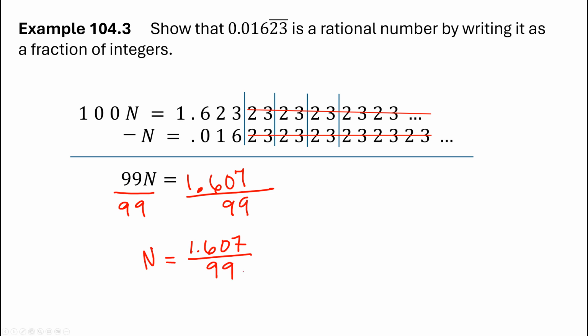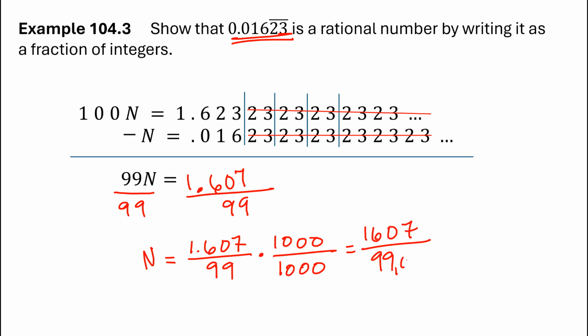Now I have written n as a fraction. And the n, remember, is the number I want to write as a fraction. I'm almost done. I have written it as a fraction, but it doesn't have an integer in the numerator. So all I need to do is use the rule that says I can multiply the numerator and the denominator of a fraction by any number besides 0, and that will move that decimal 3 places to the right, and I'll have 1607 over 99,000.